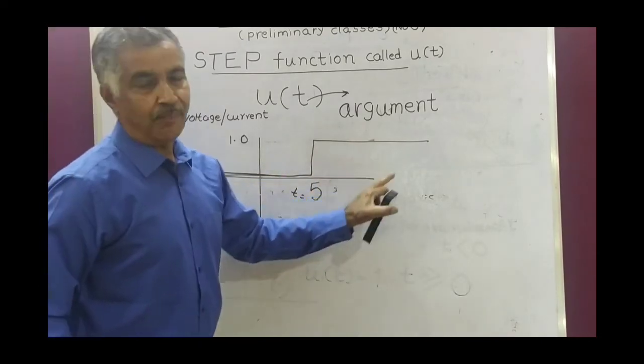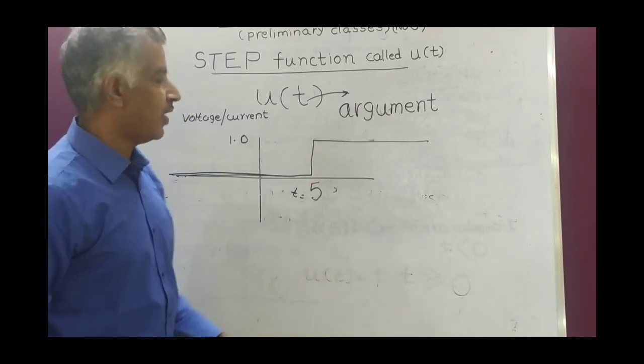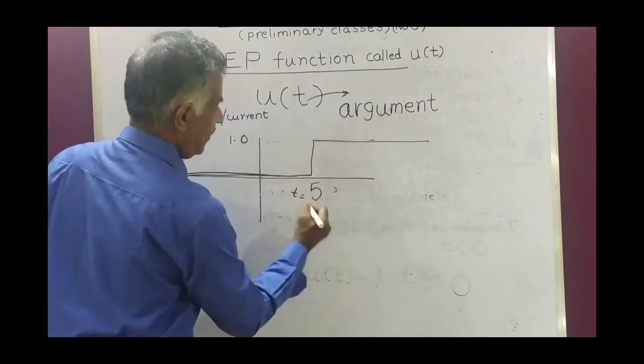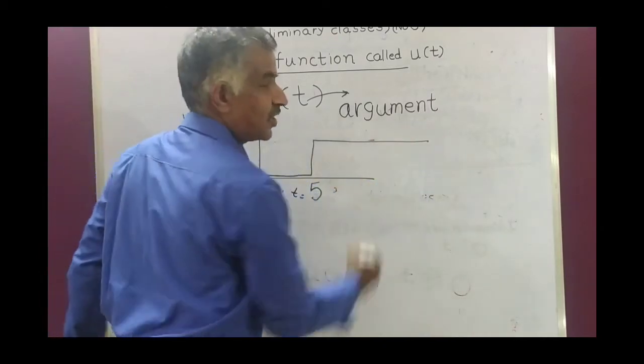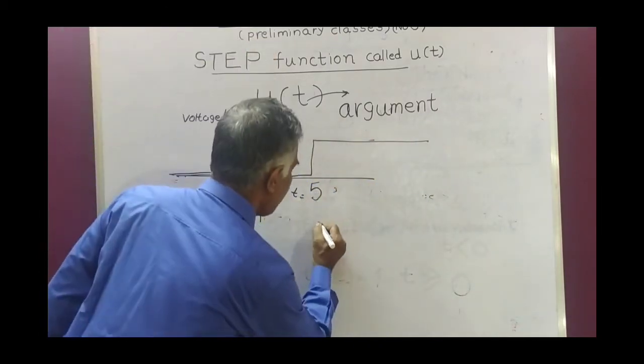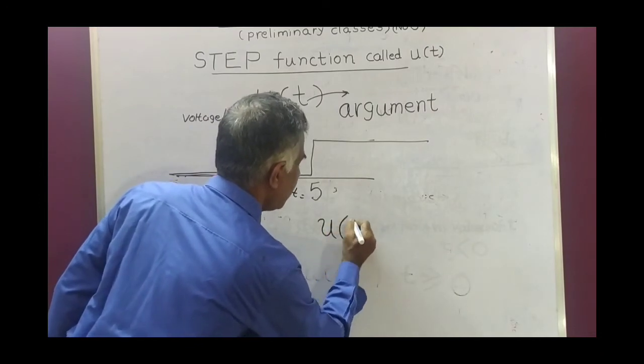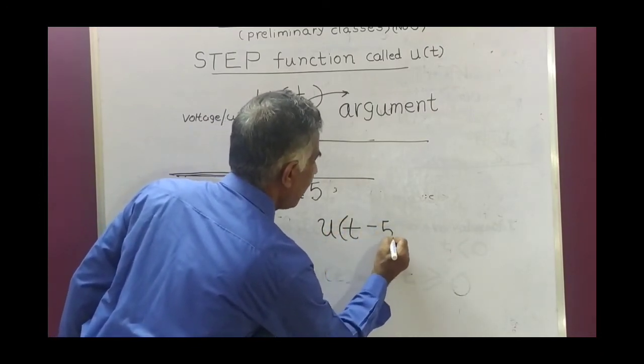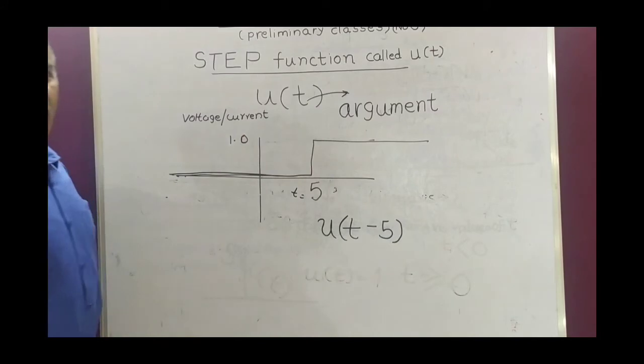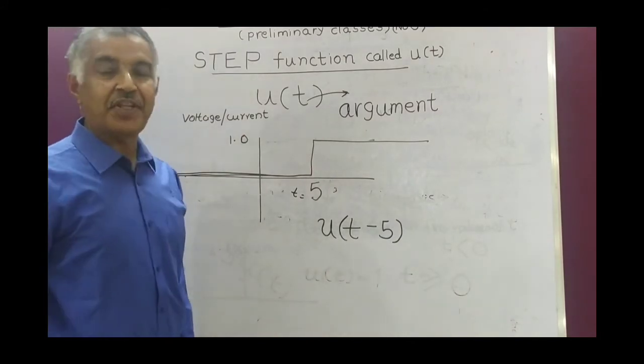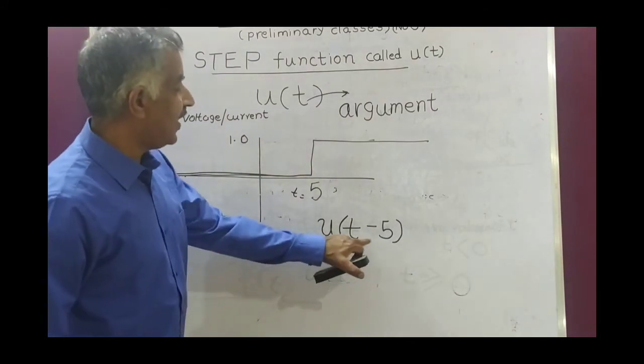Then how to indicate this? This cannot be u(t). This is something other than u(t). So how to write this? This delayed step function is written as u(t minus 5). Instead of t, you have to write t minus 5.